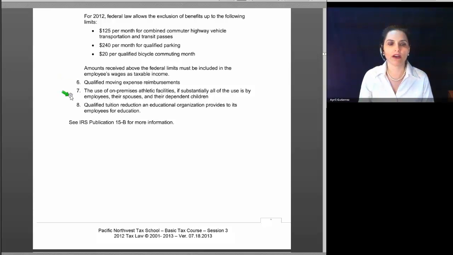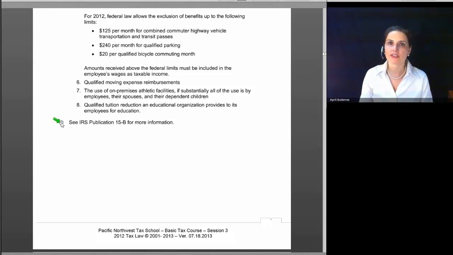Also, the use of on-premises athletic facilities, if these are substantially all used by employees and their spouses and children only. So if you happen to work for an employer who has a gym on site and you are able to use that gym, that is something the employer is allowed to provide for you tax-free. But if they give you a membership to a gym, that's not tax-free. And number 8, qualified tuition reduction an educational organization provides to its employees for education. That too is considered to be a tax-free fringe benefit.